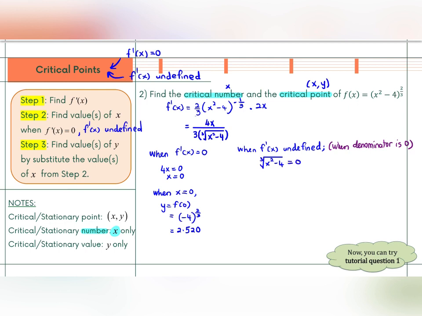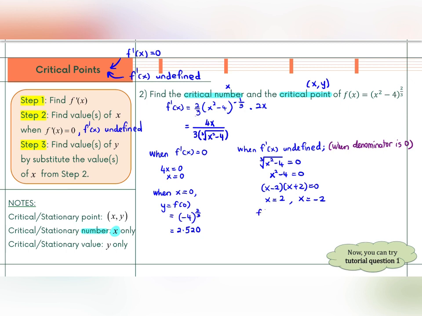So, pindahkan cube root, kita ada x squared minus 4 is equals to 0. So, factorize, we have x minus 2 and x plus 2 equals to 0. So, this gives us x equals to 2 and also x equals to negative 2. Okay, next kita cari value of y.